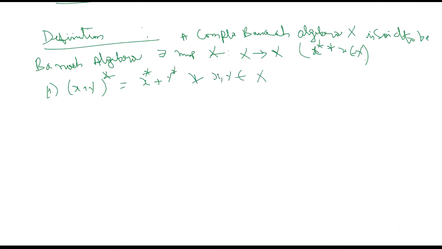Second one: (alpha x) star can be written as alpha bar, the conjugate of alpha, times x star, for all x belongs to capital X, alpha belongs to the field, real or complex.